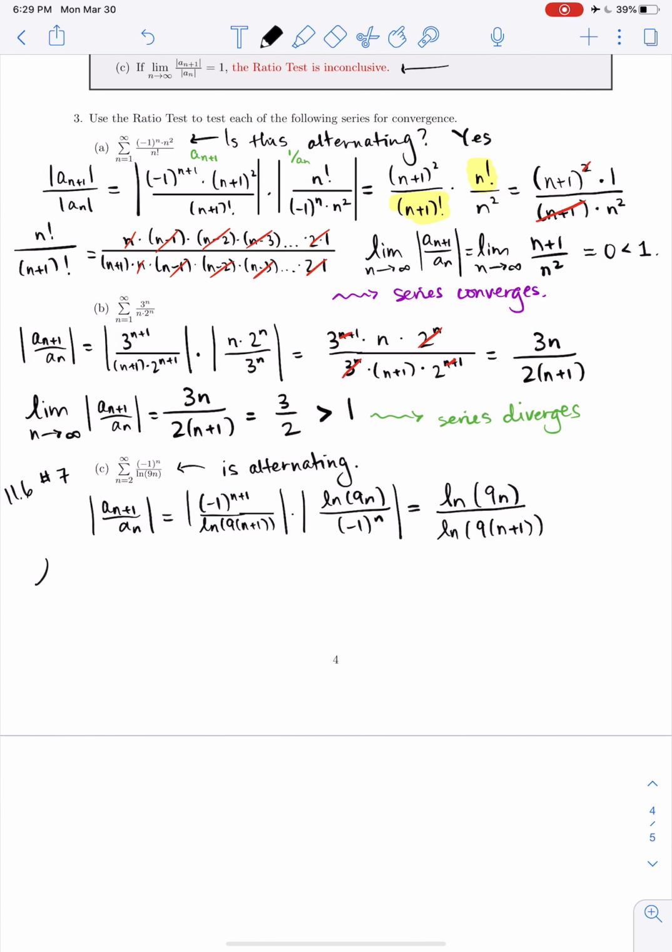And now what we want to do is check and see what this ratio ends up doing as we drift off towards infinity.